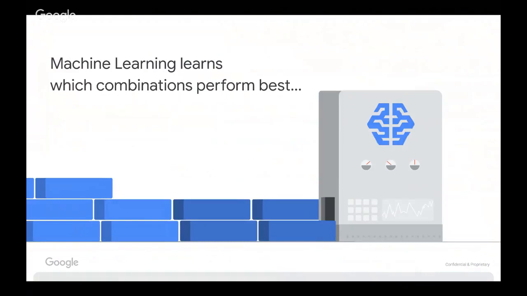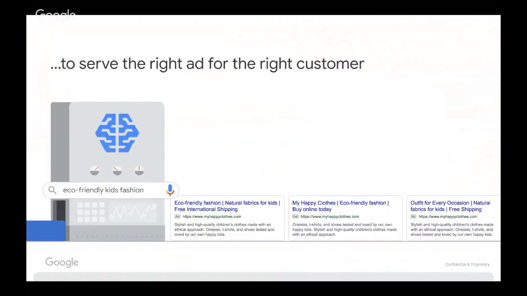Next, all you do is sit back and let machine learning work its magic in the background to learn what combinations are actually going to work best and resonate best with your audiences. And from there, they're going to serve the right ad for the right customer with the best possible combination.